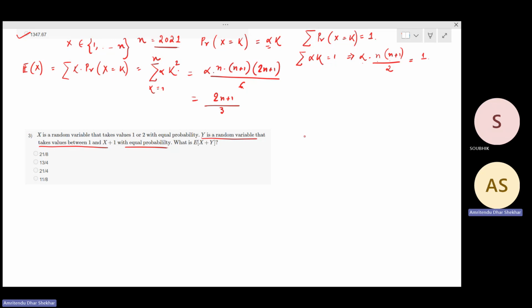So the distribution of x is obviously clear. X takes values 1 or 2 with equal probability. The distribution of y is expressed in terms of two conditional distributions. One is y given x equals 1, and there's another which is y given x equals 2.